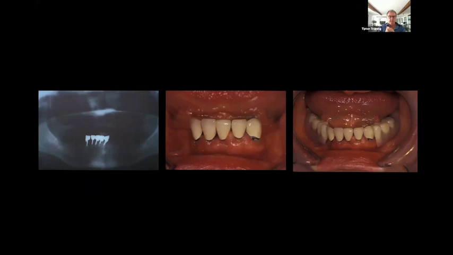These teeth have been root filled. They've had posts in place. What I've done at this stage is not go back and replace the posts, because there's a huge chance that we're going to fracture the roots. So all I've done is gone and made new crowns.